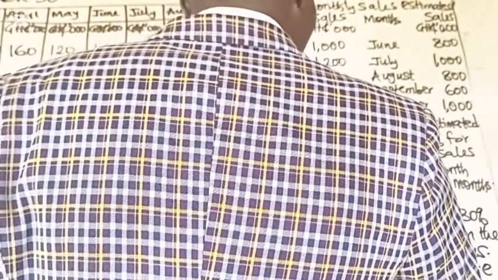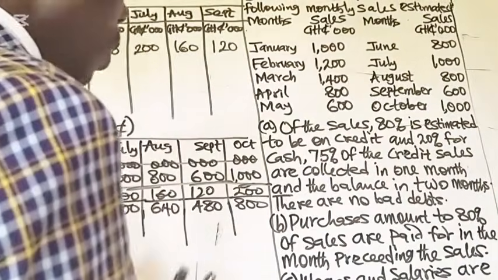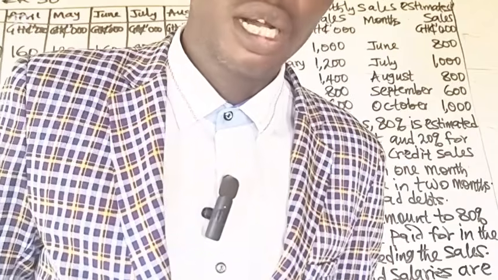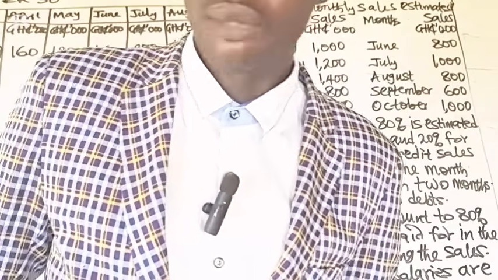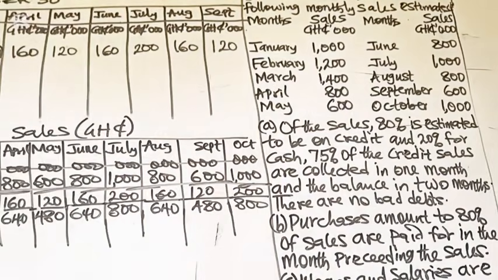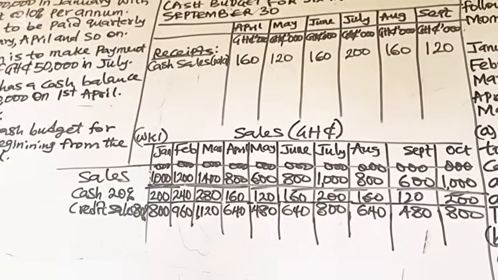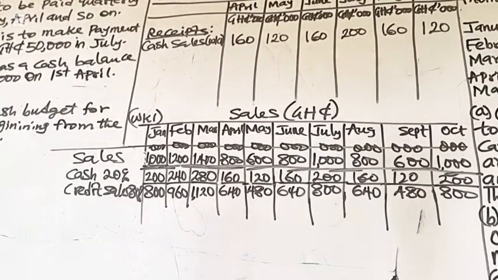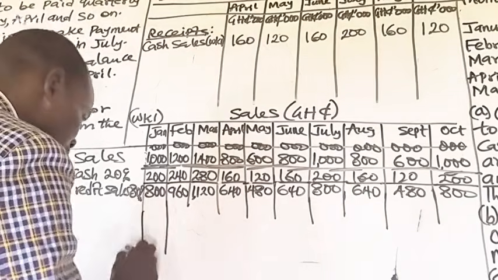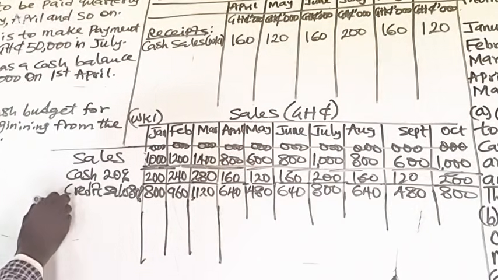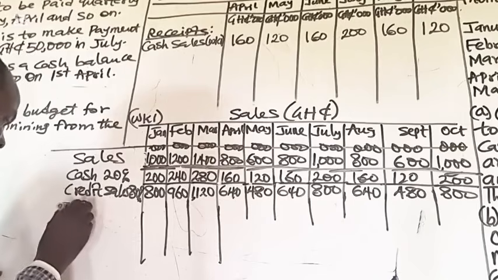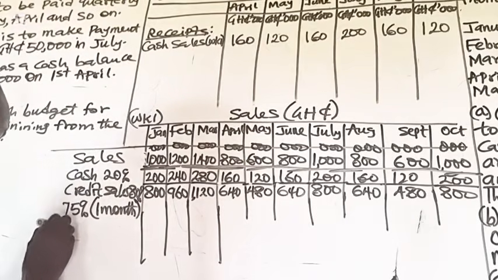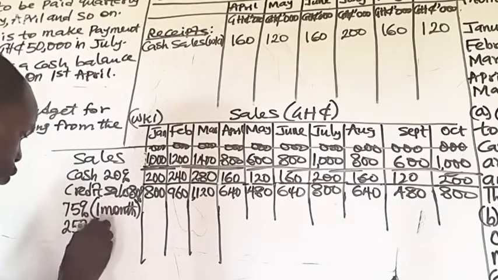Now, the balance in 2 months, there are no bad debts. Of course, if there are bad debts, it does not involve the flows of cash. Bad debts will not be recorded in our cash budget. But now we were told 75% are collected in 1 month, while the balance in 2 months. Now let's analyze that. 75%, which is collected in 1 month, while 25% is collectible in 2 months' time.